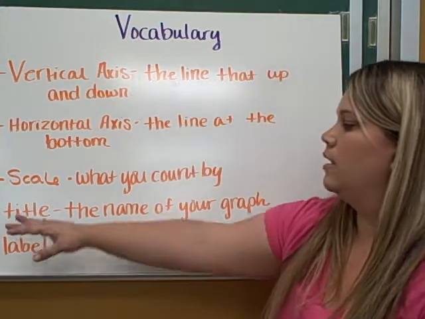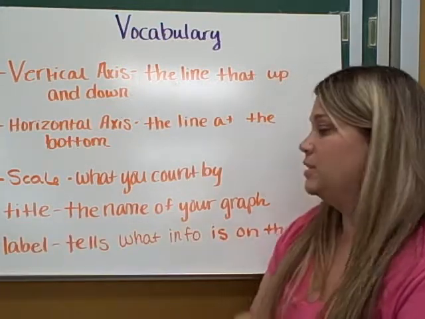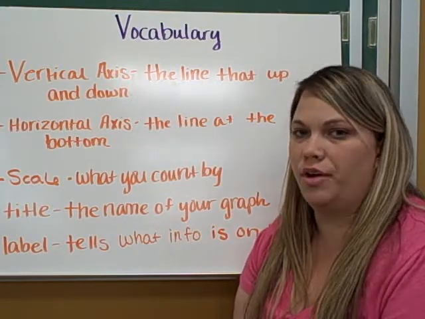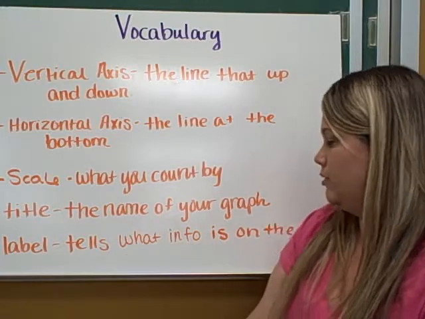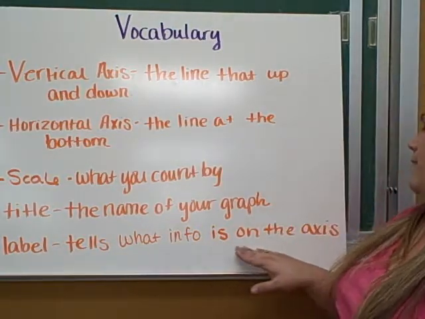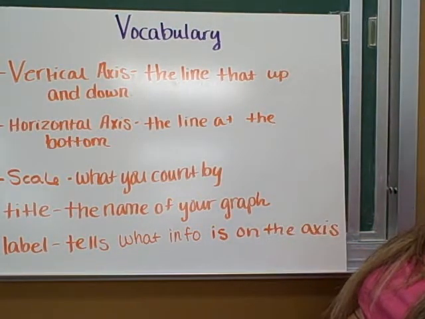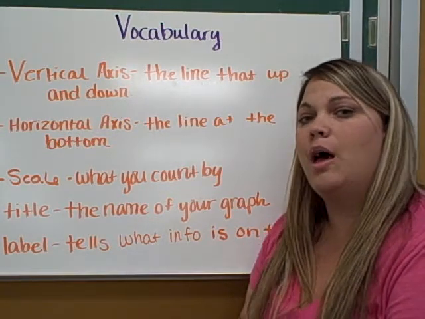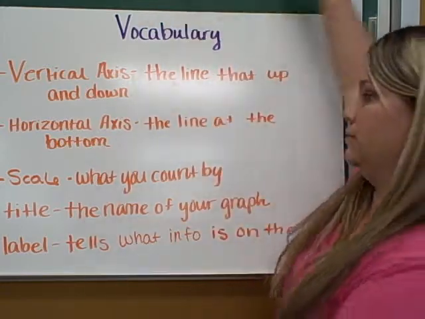Next is the title. The title tells you the name of your graph. What are we looking at when we look at your graph? And last are the labels. The labels tell you what info is on the axis. So you will have two labels, one for your vertical axis and one for your horizontal axis.